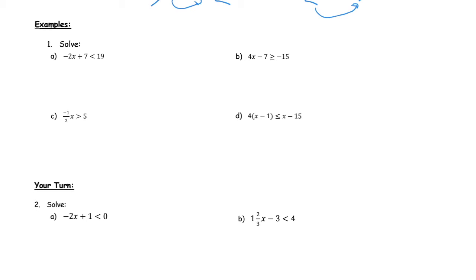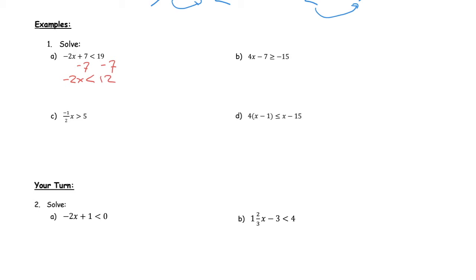So this first question, negative 2x plus 7 is less than 19. So first thing we're going to do here, again, we approach this exactly as if that was an equality there. So I'm going to subtract 7 from both sides so that I've got a single term on the left with an x in it. That gets me negative 2x is less than 12.